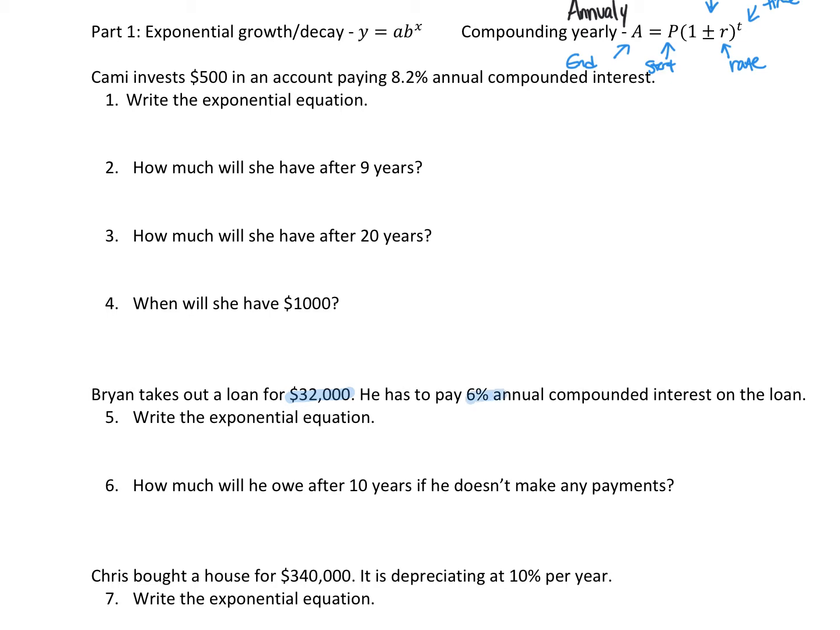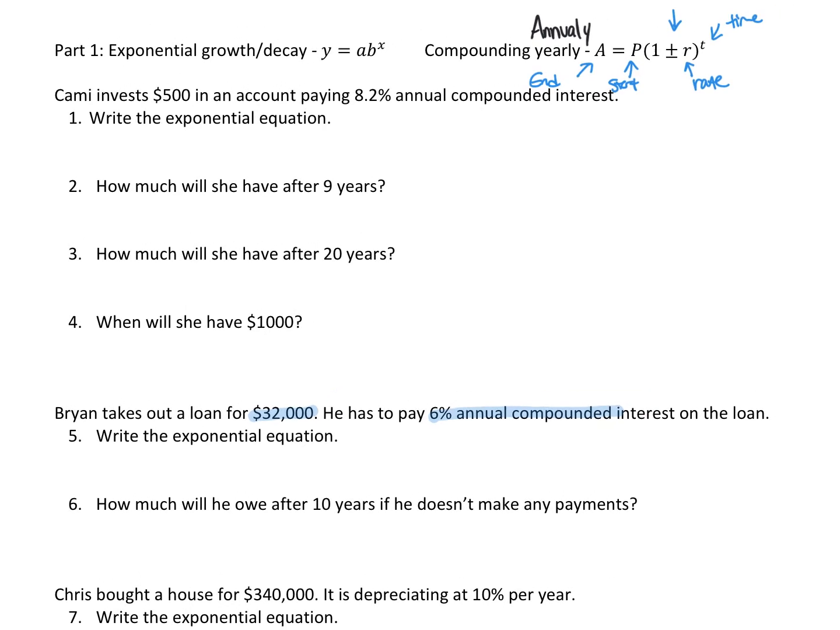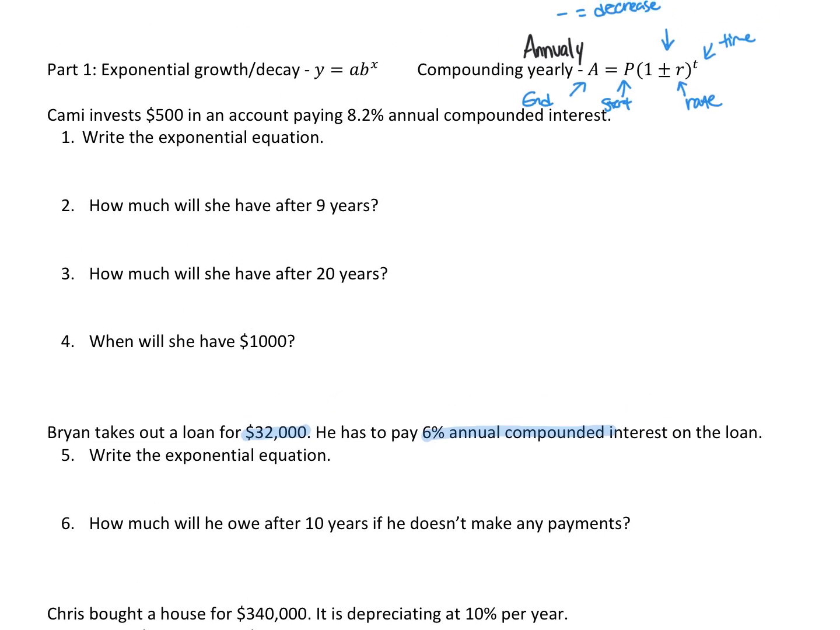He's paying 6% annually compounded interest on the loan. Okay, so let's see what we know. I'm going to move this over. So he's paying that extra amount, so that tells me that that's moving up. I'm increasing by the rate of 6% for that interest, and I'm starting with that $32,000.